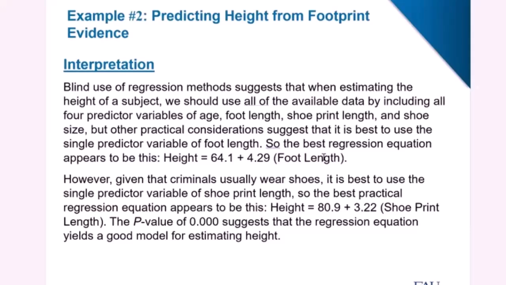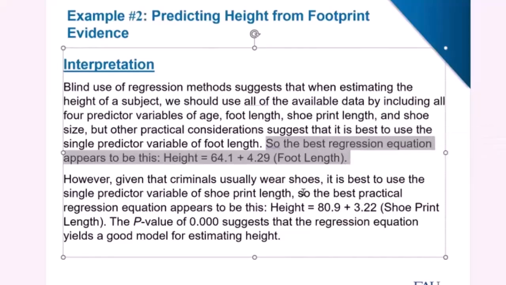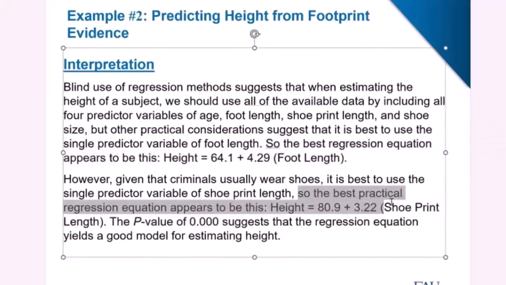However, given that criminals usually wear shoes, it is best to use the single predictor of shoe print length. So this is the best theoretical equation. The best practical regression equation appears to be height equals 80.9 plus 3.22 times the shoe print length. The p-value of 0 suggests that the regression equation yields a good model for estimating height. There is a very good example of being given a lot of information, but just using one piece of that.